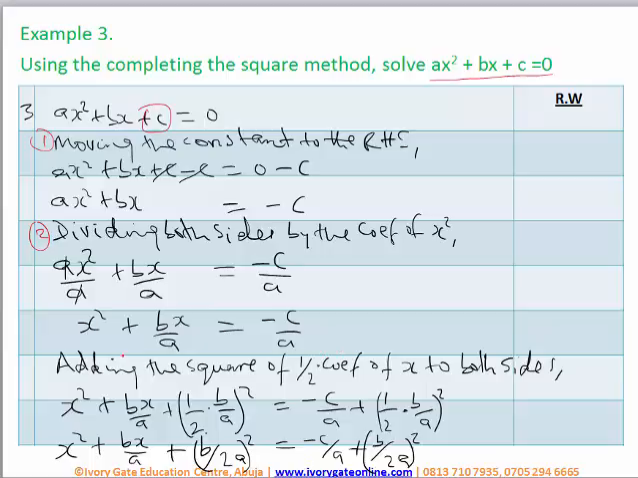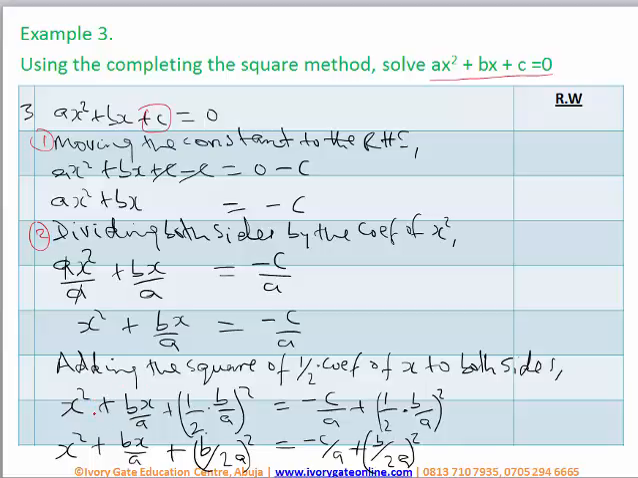Then the next thing is to work towards getting a perfect square on the left hand side of the equation. How do we do that? By adding the square of half coefficient of x to both sides. Why both sides? Because whatever we do on the left hand side, we equally do on the right hand side to maintain the balance.